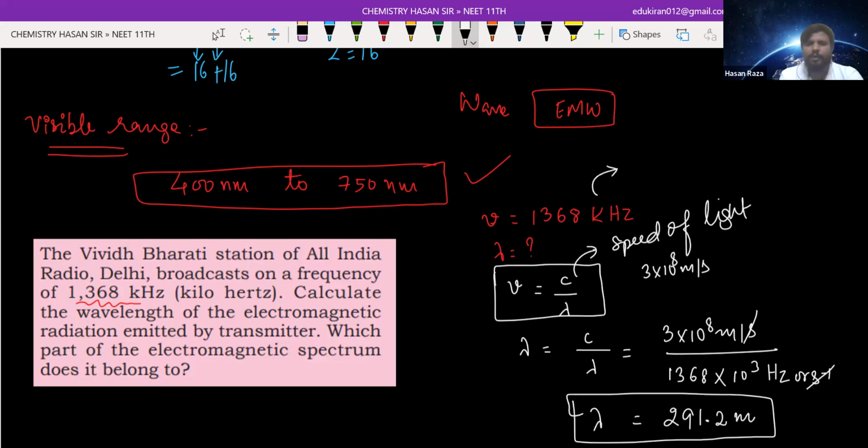And now, where does it belong? Basically, it belongs to radio waves. I'll show you a trick for how you are going to remember it.